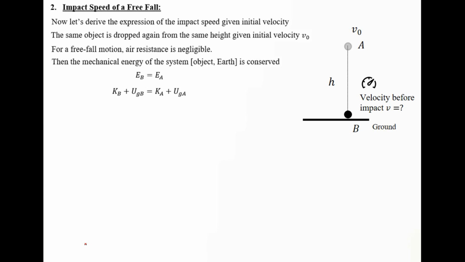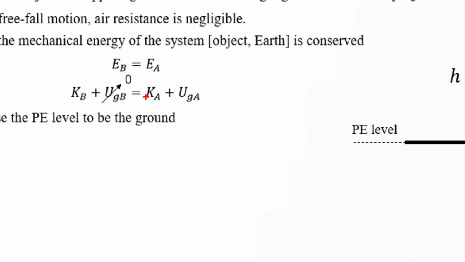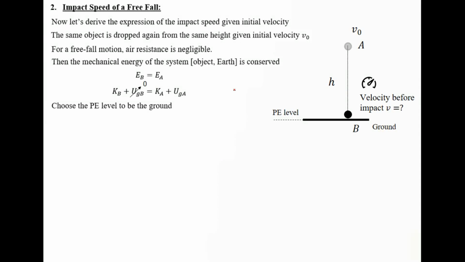At the point B we have both kinetic and potential. At the point A we have kinetic and potential. And whenever I refer to the potential energy, I mean gravitational, because here we don't have springs. Now we need to choose our PE level. That would be the lowest point in our system, which is the ground. Then the gravitational potential energy at B is 0. Here we cannot say that kinetic energy at A is 0 because we have initial speed. And now we can say half m vB square is equal to half m vA square plus mgh.